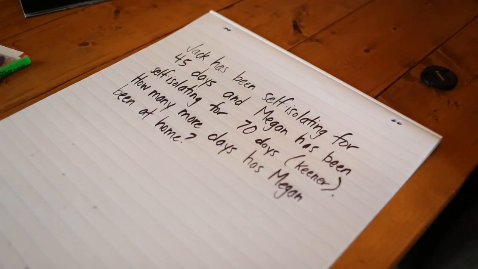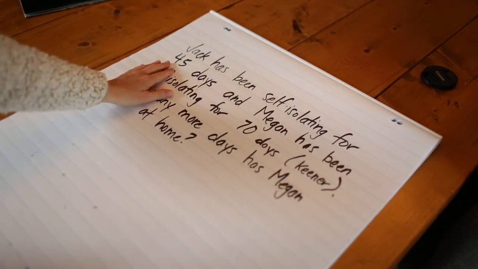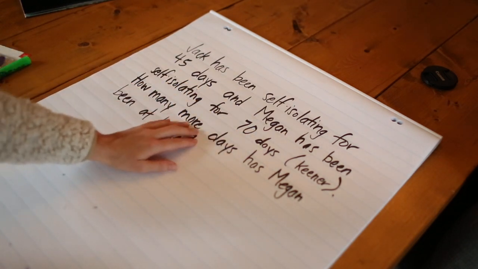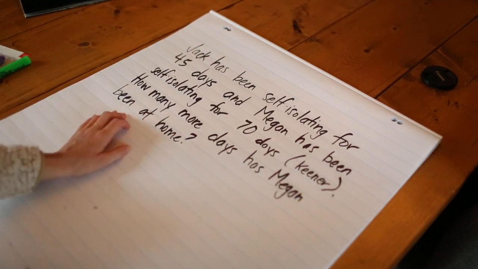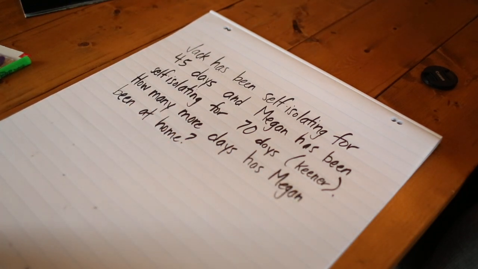All right, so I put together a little problem. I'll read it for you. It says, Jack has been self-isolating for 45 days, and Megan has been self-isolating for 70 days. She's a bit of a keener. How many more days has Megan been at home? So there's lots of different ways that we can approach this problem.